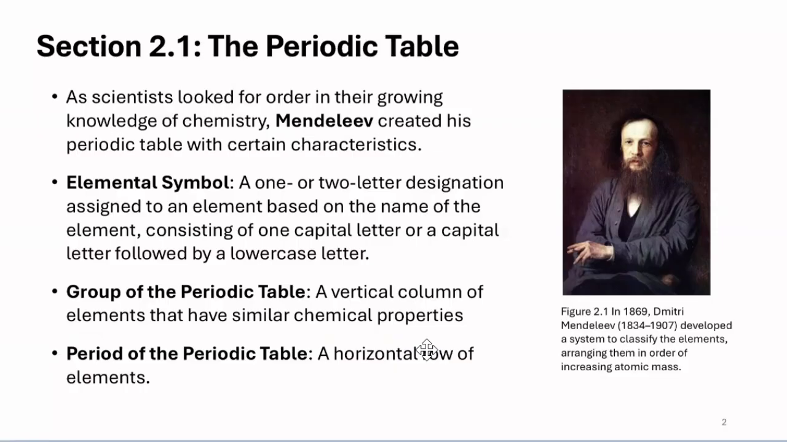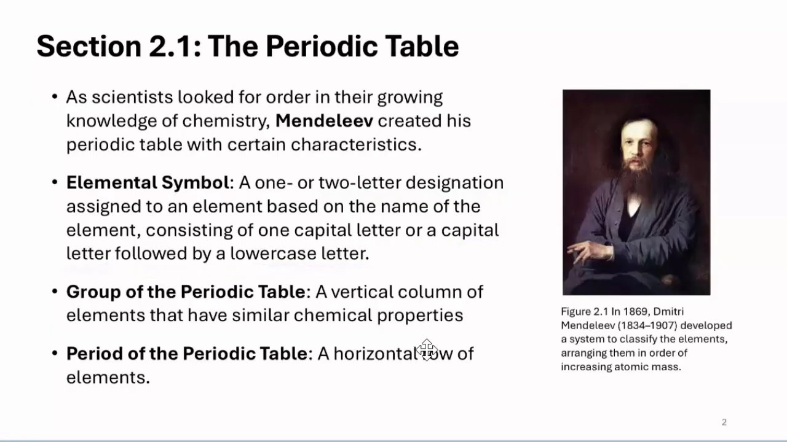In the periodic table, we can find other useful information that includes the 1 or 2 letter designation for the element based on its name, and that's what we call the elemental symbol. If an element name has a 1-letter designation, then that is illustrated by 1 capital letter. If an element name has a 2-letter designation, then that is illustrated by a capital letter followed by a lowercase letter.